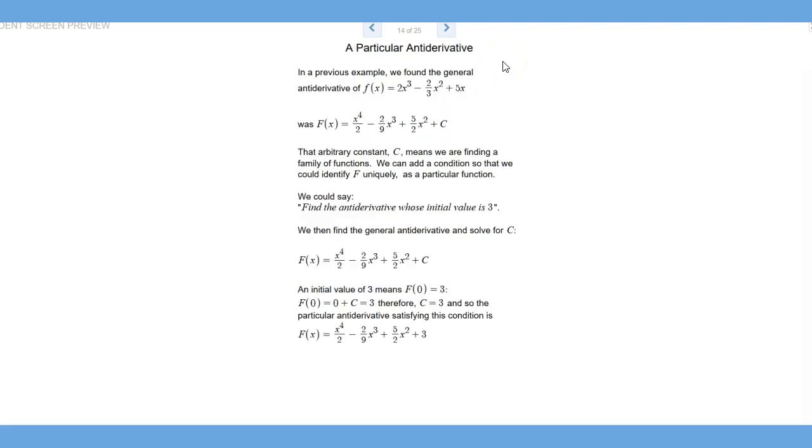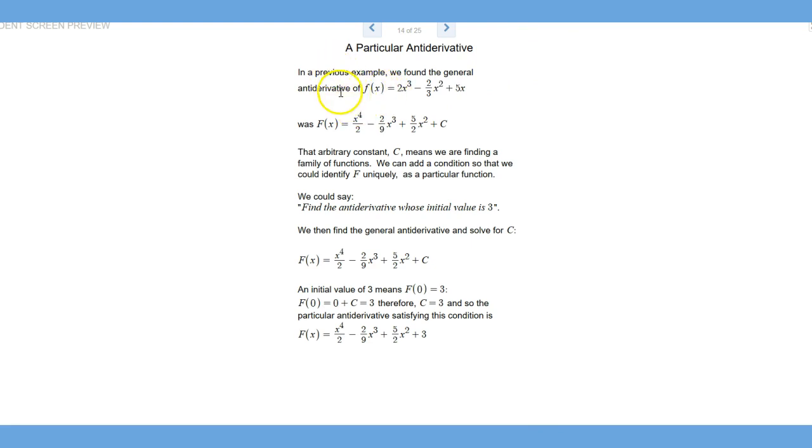So there's another type of problem you're going to see, and that's when you're asked to find a particular function or a particular antiderivative. Up to this point, we've been finding the general antiderivative where we have that arbitrary constant at the end. But in this case, we're going to be asked for a particular unique function. So you need to be given another piece of information to find that one particular value for that constant c. So let's look at an example.